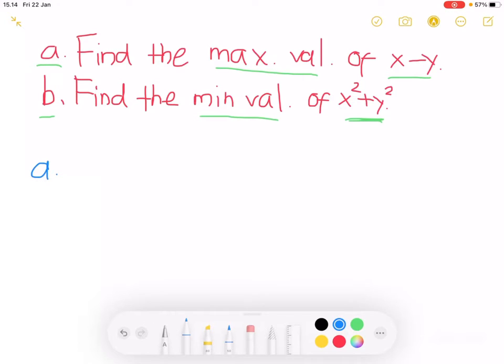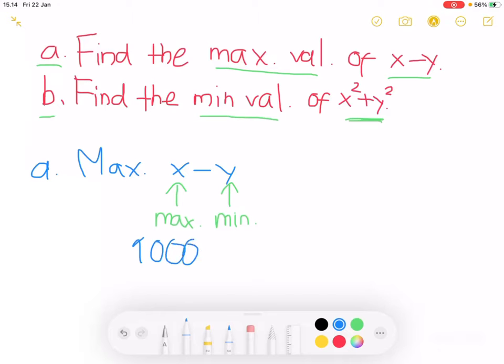Now the thing is, if you want to approach a maximum value of x minus y, we must have x to be the maximum and y must be a minimum. And you can use logical thinking to do this. I mean, think about it. If you have something as great as 1,000 and something as small as 0.1, this will still be pretty big. So yeah, 999.9. So that's the whole point of this.